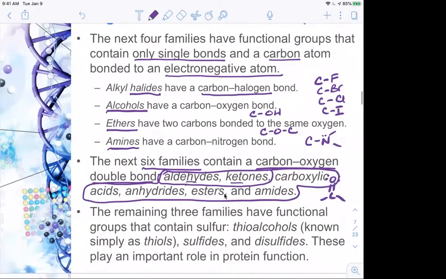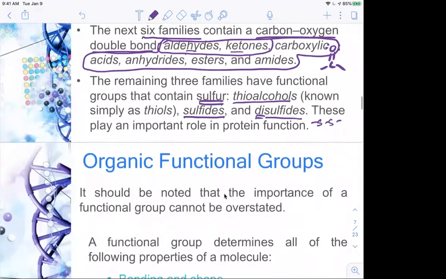The next 3 families have functional groups that contain sulfur. So the thioalcohol, the sulfide, which is sort of like an ether, but instead of the oxygen, I have a sulfur, and then the disulfides, which have that SS in there. These disulfides actually play an important role in protein functions.